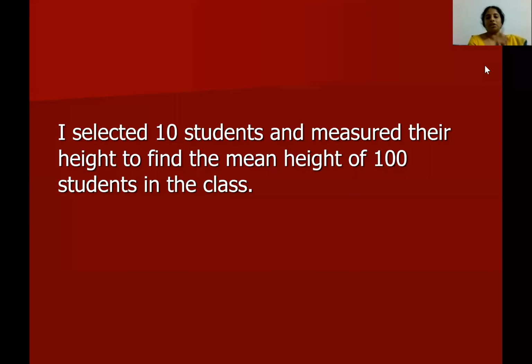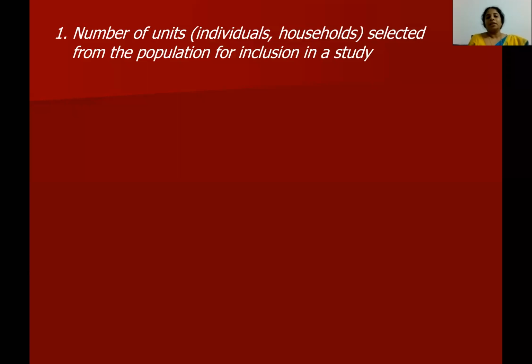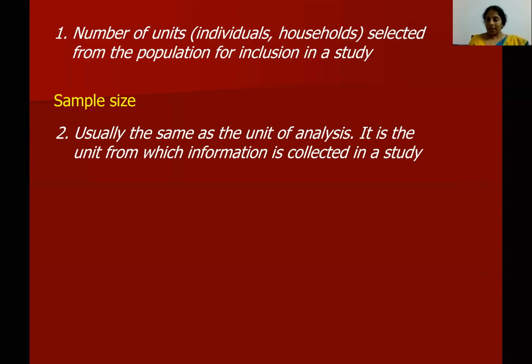One student is my sampling unit. Every student is a sampling unit. And the list of 100 students is called a sampling frame. These are some of the terms that you should know when you're putting up a proposal. So in this, the sample size is 10. The list of 100 students is my sampling frame, and every student is my sampling unit. Clear? The number of units, it could be individuals, it could be households, selected from the population for inclusion in a study is called sample size.